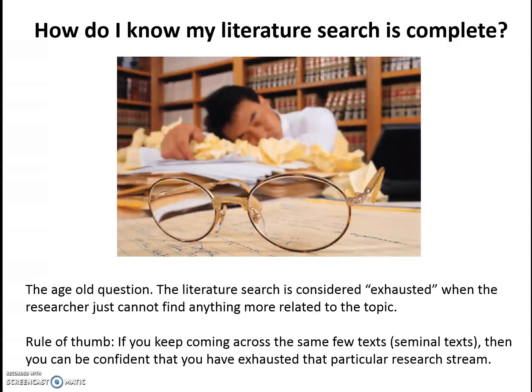And this is the question that I always get. How do I know when my literature search is complete? You kind of don't, but there's a couple indications that can tell you that maybe you can be satisfied with what you find already.